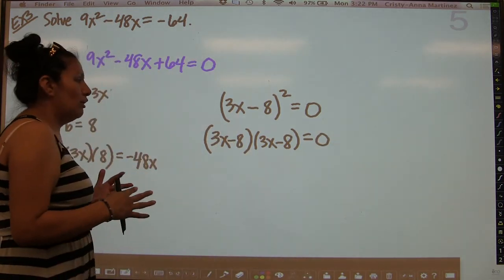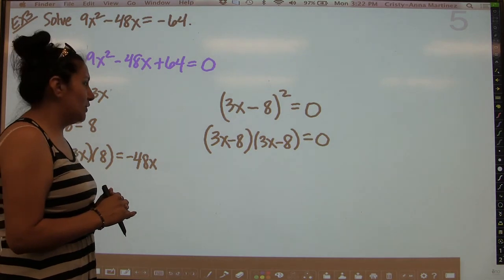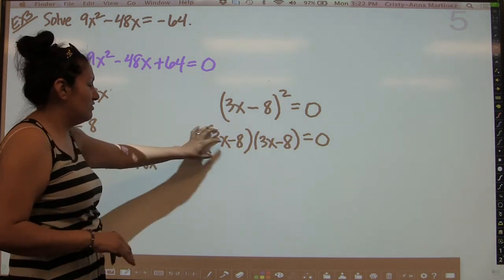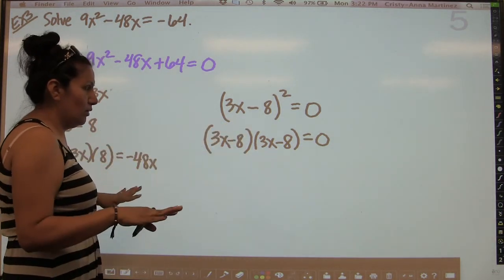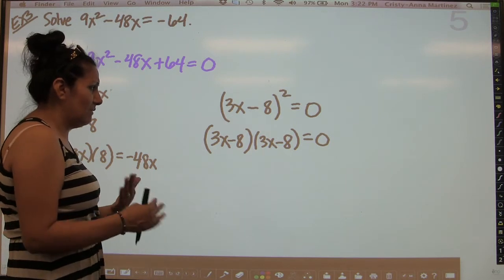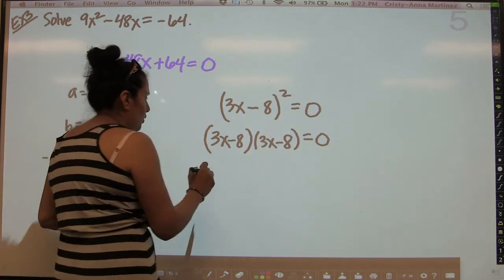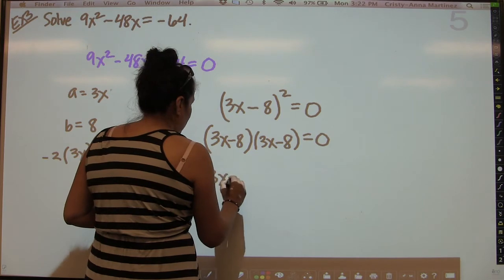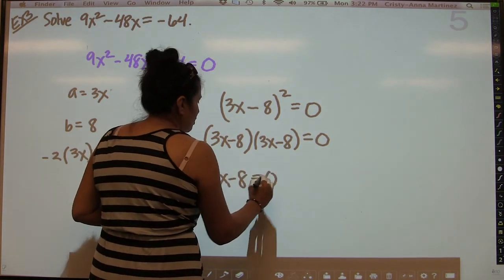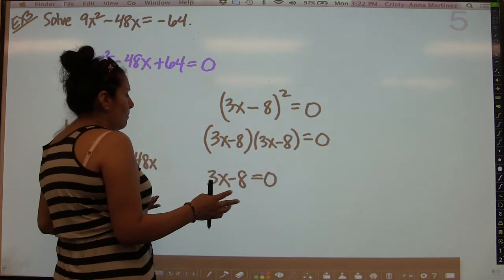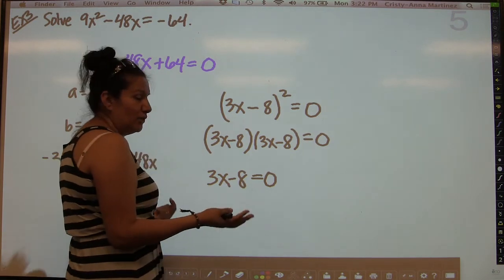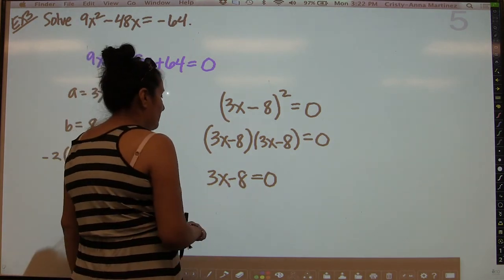And now, we know that when we solve with factoring, the first thing you're supposed to do is take each factor and make it equal 0 individually. But in this case, you get the same factor twice. So I only have to do it one time, because each time that I do it, I'm going to get the same answer. So there's no need in having to do it twice. But this is called a repeated factor. It's totally normal. So 3x minus 8 equals 0.